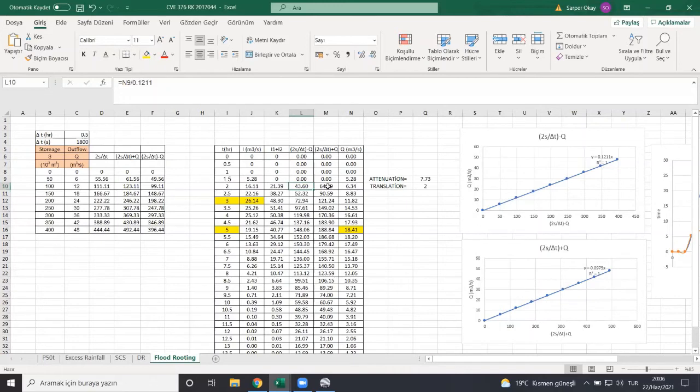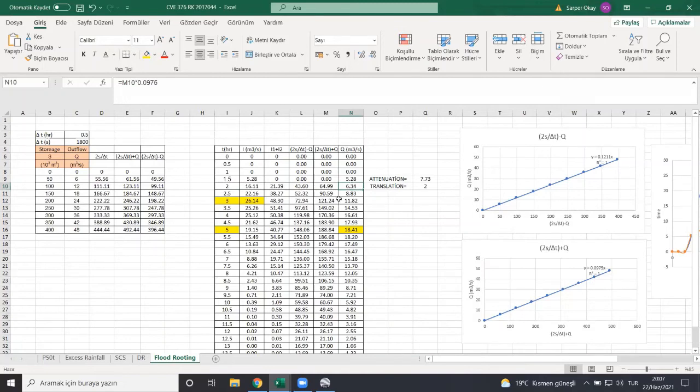Then for this 2S divided by delta T plus Q, this means the summation of I1 plus I2 and this 2S divided by delta T minus Q. When you sum this and this, you will get this one. Lastly, after you find this value, 64.99, by multiplying it with the slope of this graph, you can find this discharge.